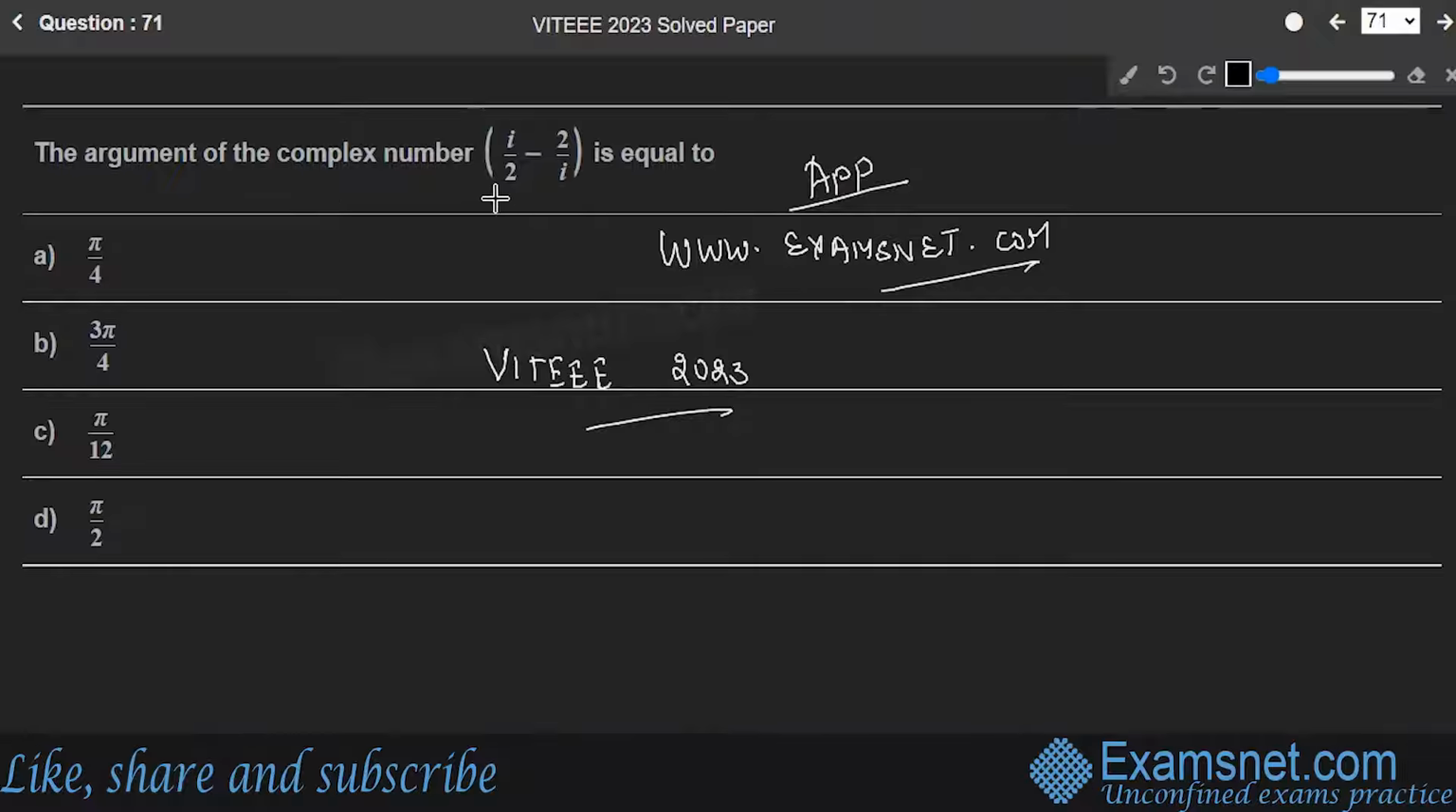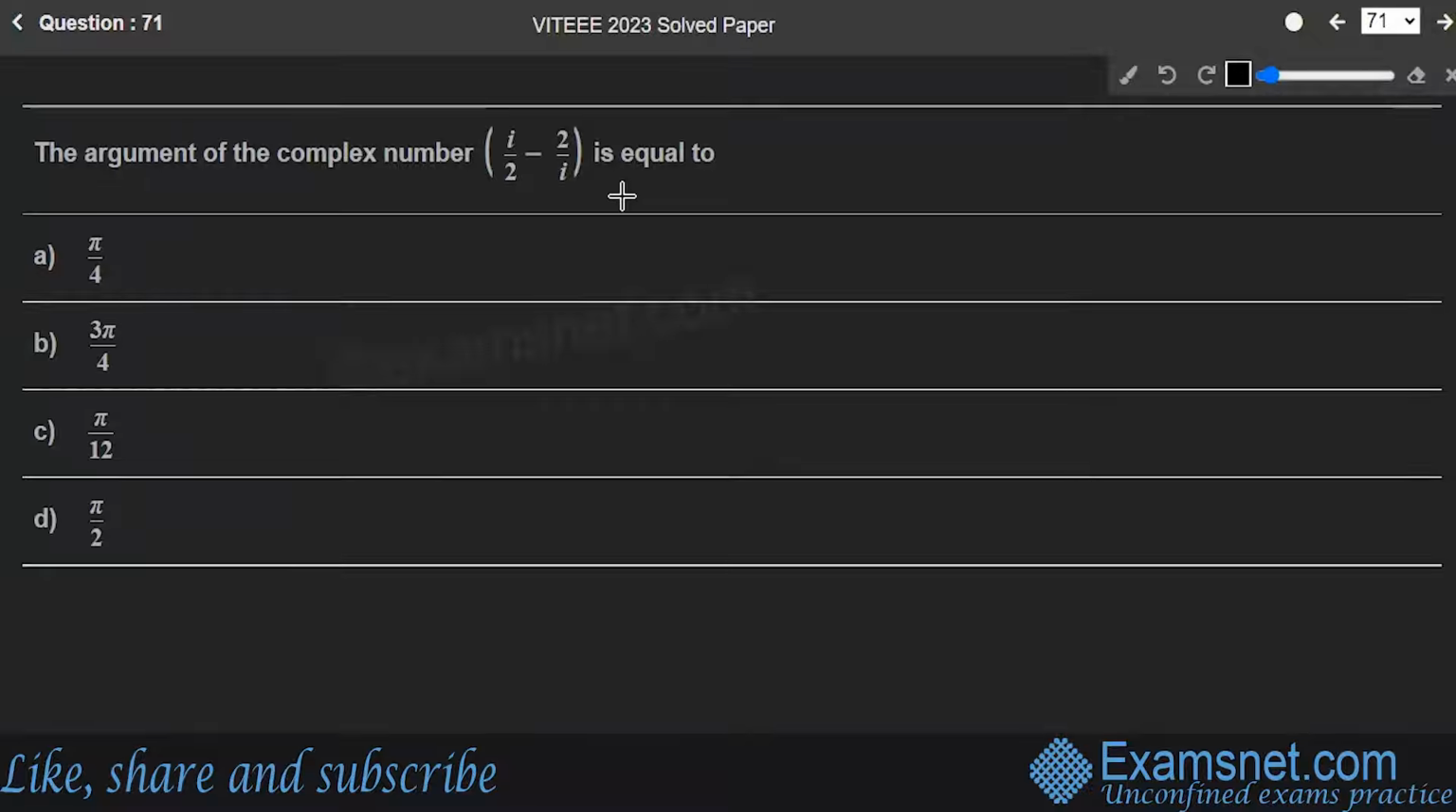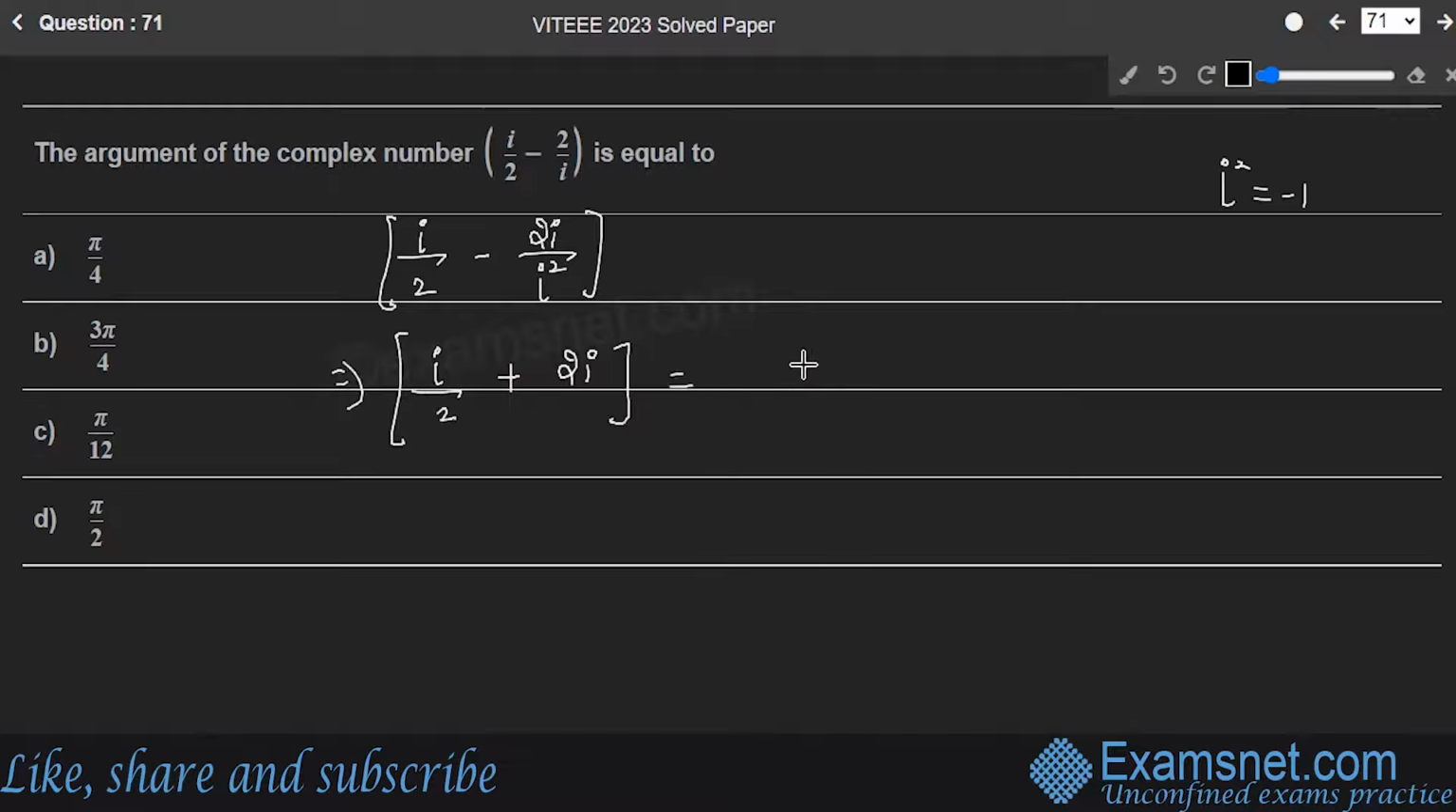The argument of the complex number iota upon 2 minus 2 upon iota is equal to. So you can write it as iota upon 2 minus 2 iota upon iota square, right? You know, iota square is equal to minus 1. So this becomes iota upon 2 plus 2 iota, which is equal to 5 iota by 2. That's it. So you have to find the argument of this complex number.